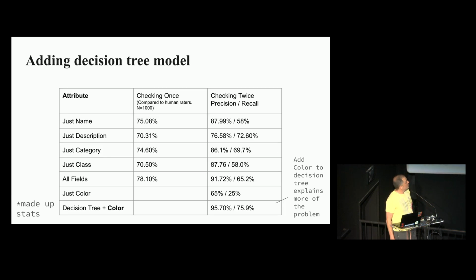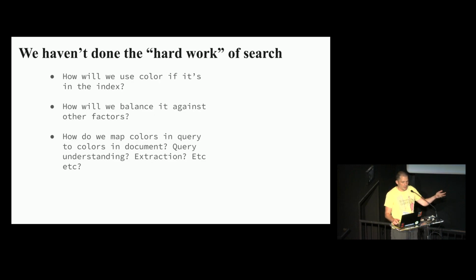And these numbers are made up. But you might imagine that all of a sudden we're explaining much more of the data with a higher level of precision by adding this feature. And it starts to look like we are building a feedback loop for what will actually improve search relevance without actually doing any search relevance work. So if we add colors, the decision tree explains more of the problem. The only thing we've done is add color to the index. Maybe we have to extract the color if we don't know it.